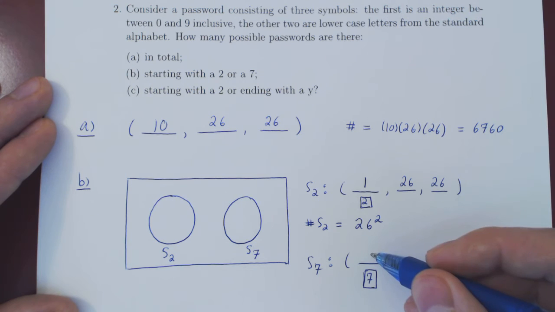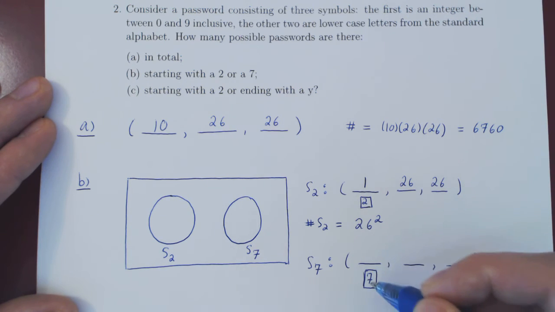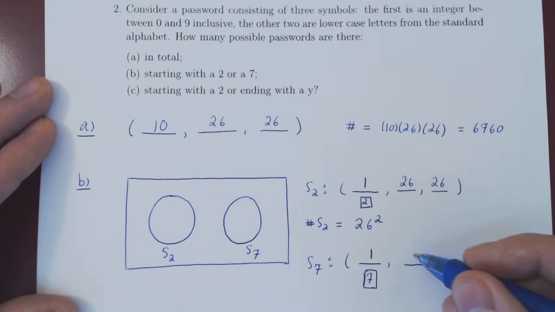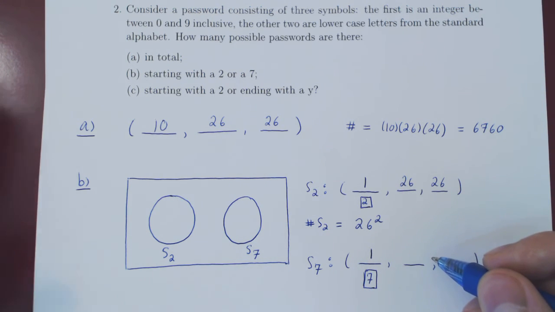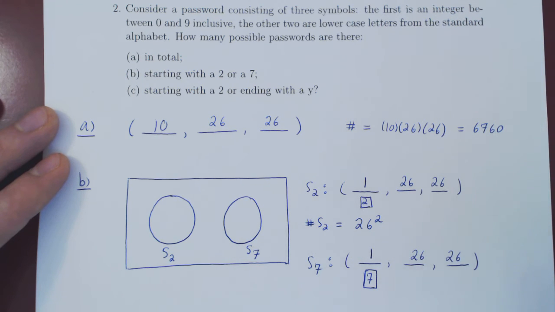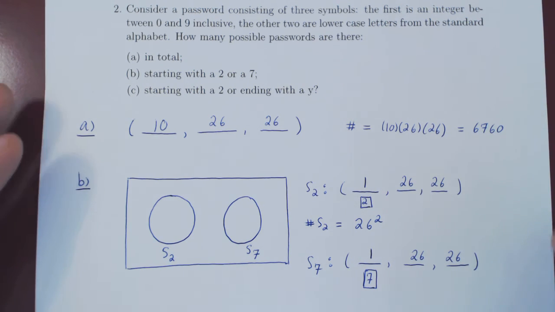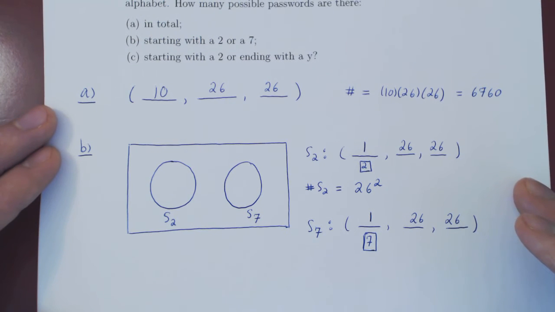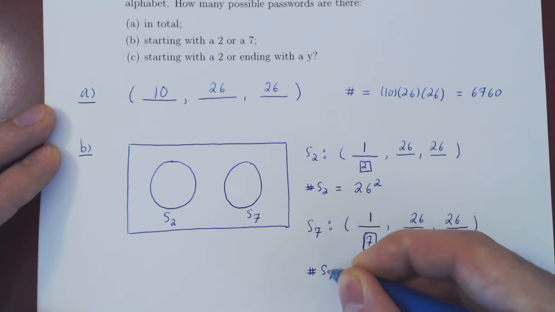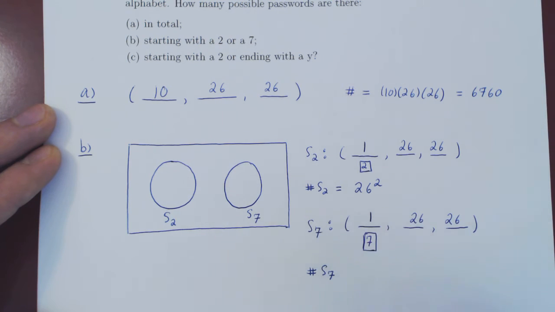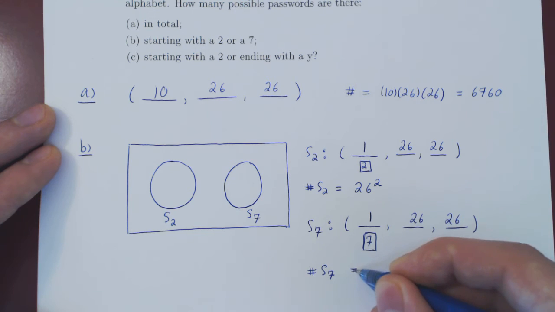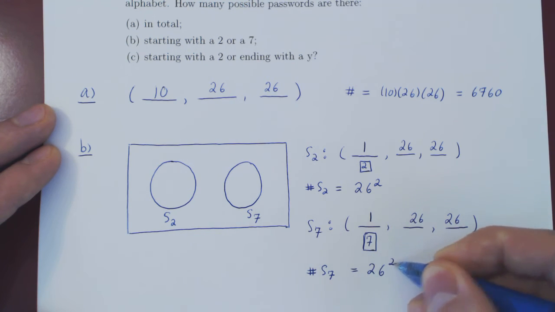So again, we only have one option here. It has to start with a 7. So there's one option for the first symbol. The other 2 symbols can be any given letter. So it's 26 options for the second, 26 options for the third. So the total number of passwords in S7 is 1 times 26 times 26, also 26 squared.